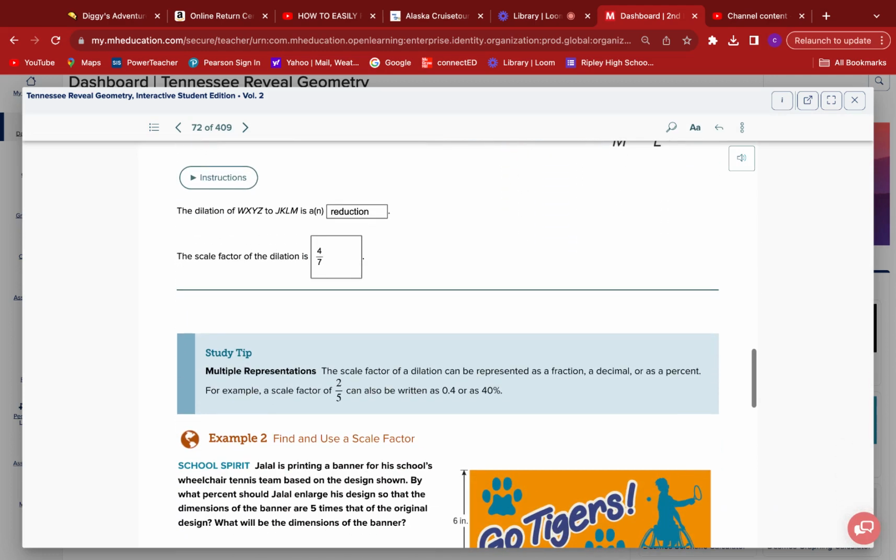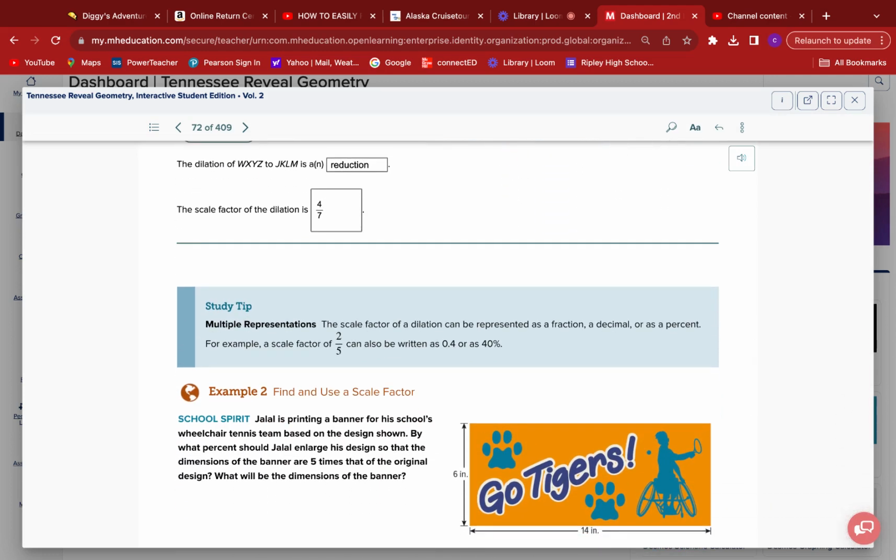All right. So scale factor dilation can be represented as a fraction or a decimal or a percent. For example, a scale factor 2/5 can also be written as 0.4 or as 40%. You guys that are eventually going to, well, I can even say that SALES bridge math is going away in Tennessee to be replaced by SALES statistics. So I can't even say that you're going to see this again in SALES because that's going away.